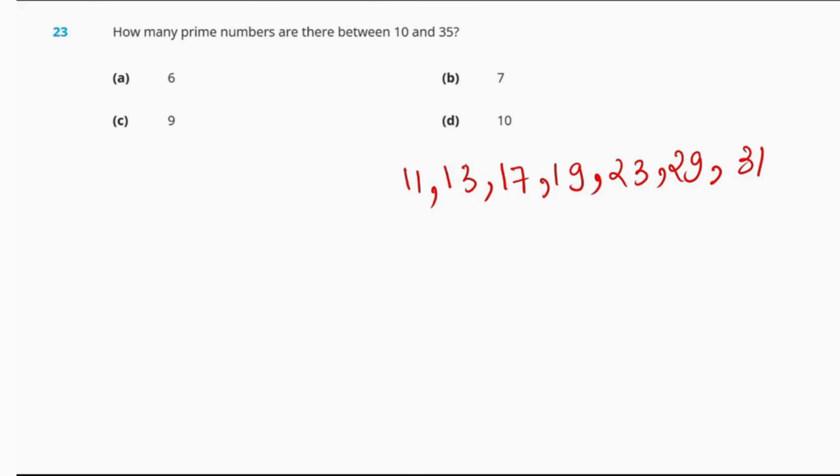Now why are they prime numbers? They are prime numbers because these are the numbers between 10 and 35 that do not have any other factors apart from 1 and the number itself. So now let us count the total. There are 1, 2, 3, 4, 5, 6 and 7 prime numbers between 10 and 35. So the right answer to this will be option B.